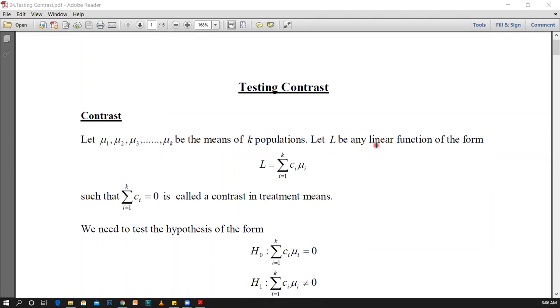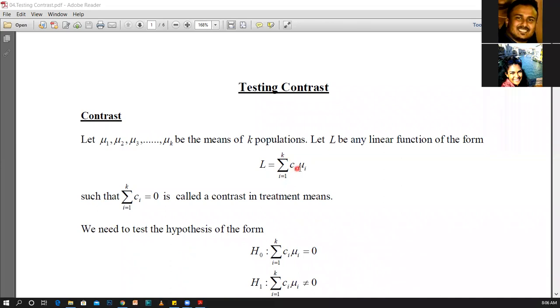It is a linear combination of these mu1, mu2 up to mu k values in the form L equals summation i goes from 1 to k, ci times mu i. We call this form a linear form, and we call this linear form a contrast if this condition is satisfied. The condition is that the summation of ci, i goes from 1 to k, should be equal to 0.